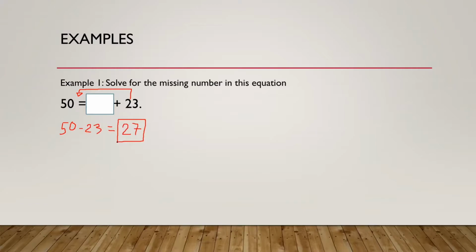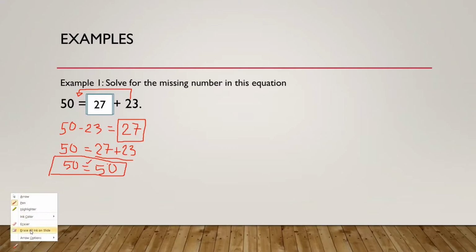Therefore, kung i-check natin siya, ang mangyayari ay 50 is equal to 27 plus 23. Dapat equal yung left and right-hand side of the equation. So, 50 is equal to, you are going to add this. 27 plus 23 is equal to 50. Ayan po yung pag-check natin kung tama po ba yung ating sagot sa ating missing number.